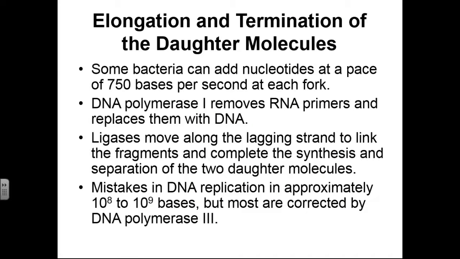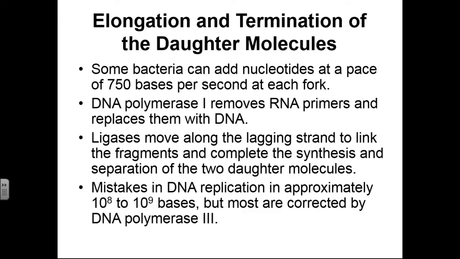As we are synthesizing our new DNA molecules, those new DNA molecules are going to have a start and stop sequence. As the bacterial species you're working with are going to be synthesizing their DNA molecules, they can do this at an incredibly fast pace. They can do it at about 750 base pairs per second at each replication fork. So that'd be the same as typing 750 characters a second. I don't know about you, but I can't type that fast.